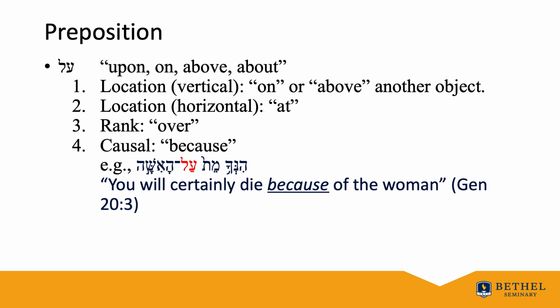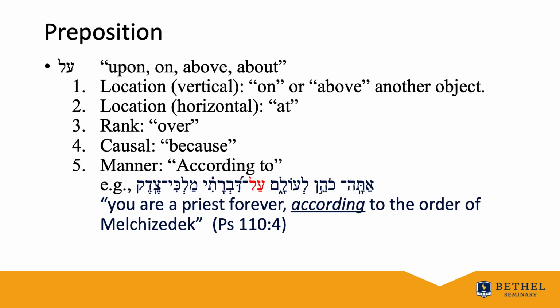The fifth way al can be translated is in expressing manner. In these ways, it might be best to translate al as according to. Here's an example from Psalms 110. Ata kohen leolam al divrati malki tzedek. You are a priest forever, not on or above, but here, according to the order of Melchizedek.